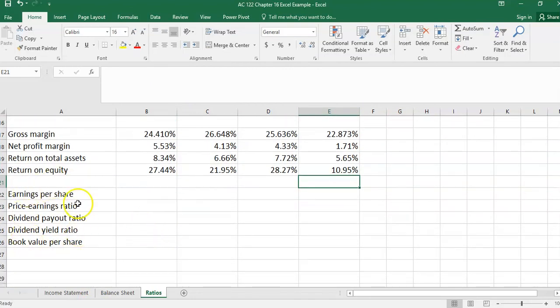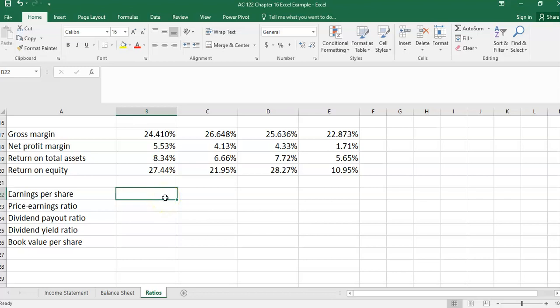The last set of ratios are market analysis ratios. This looks at our stockholders, how many shares we have outstanding, how much of a benefit we are to stockholders. These are measurements of how good of an investment we are, whether or not people would want to invest in us as a business. Earnings per share is net income divided by the average number of shares outstanding.